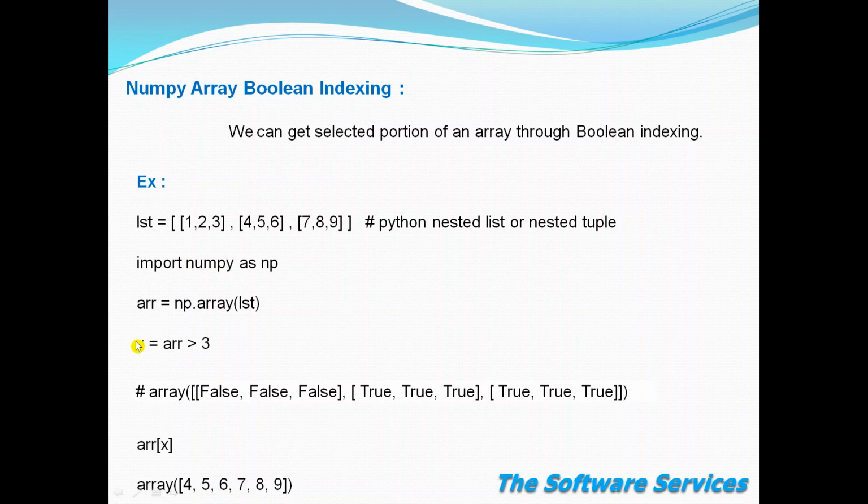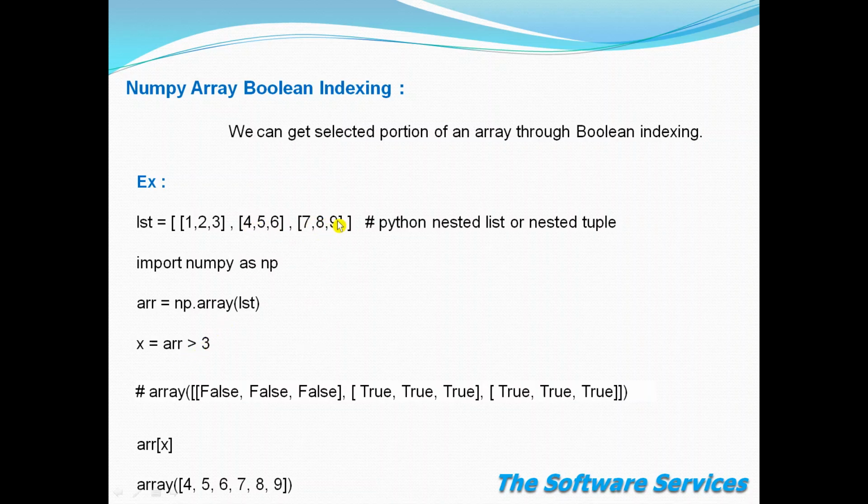Say the resultant array looks like this. 1 is greater than 3, no, false. So false will be substituted here. And 2 is greater than 3, false. And 3 is greater than 3, false. And 4 is greater than 3, yes, it is true. True will be substituted. And then 5, 6, 7, 8, 9, for the rest of all of them this condition holds true.